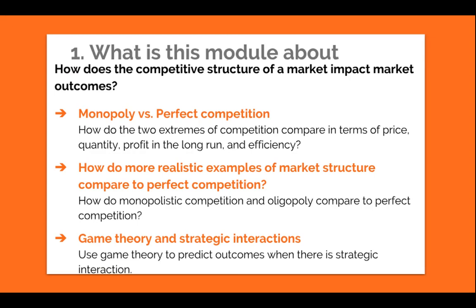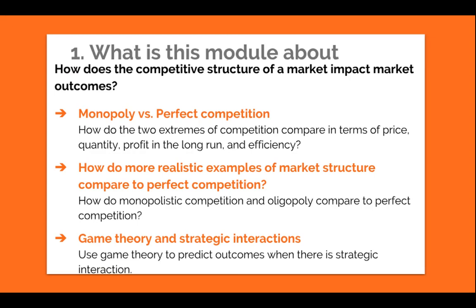This week, we'll take a deeper dive into how competitive structures impact market outcomes. Last week, we explored the archetypal firm, the perfectly competitive firm. This week, we'll start out by comparing that to the opposite extreme of competition, a monopoly. We'll then compare the outcomes of a perfectly competitive firm and a monopoly firm in terms of the price that we would expect to see in the market, the quantity that's produced, the profit in the long run, and any efficiency implications.